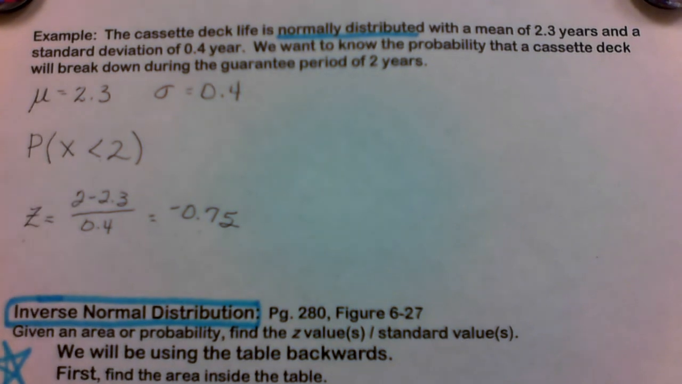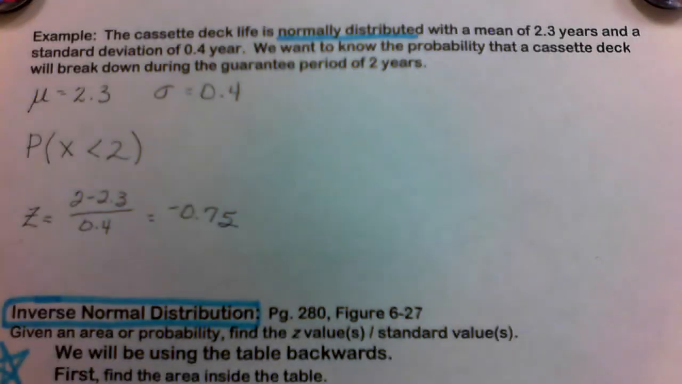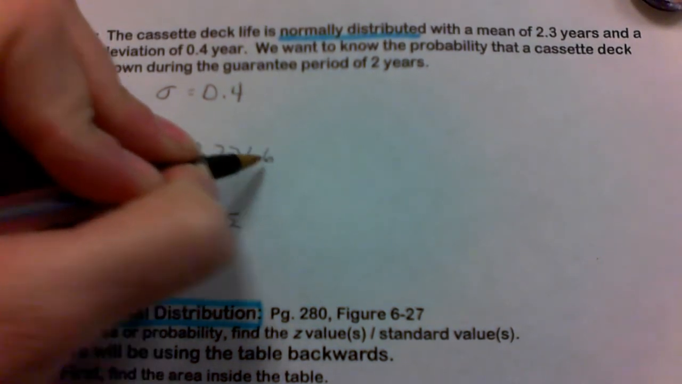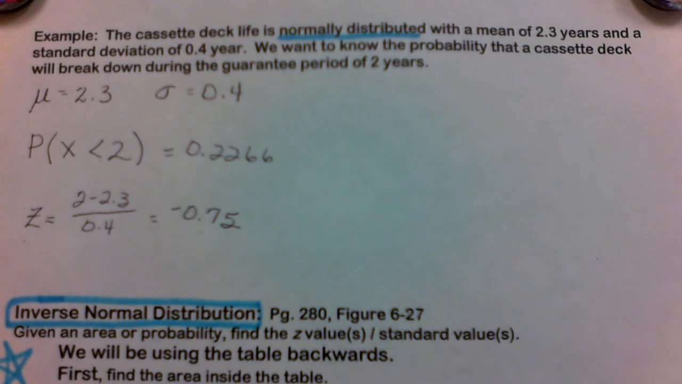Now I'm going to take this to the table. It's a less than, so I just use the number from the table, -0.75. Negative 0.7, 0, 1, 2, 3, 4, 5, 0.2266. So now what that basically means is 22.66% of those sold are going to break down in the guarantee period. It's what we have just calculated.